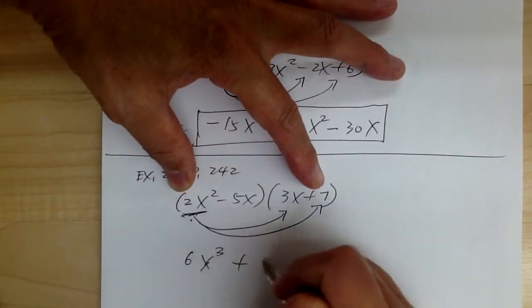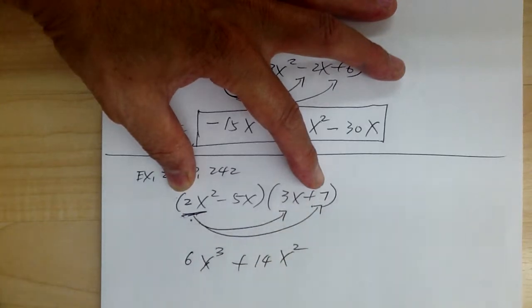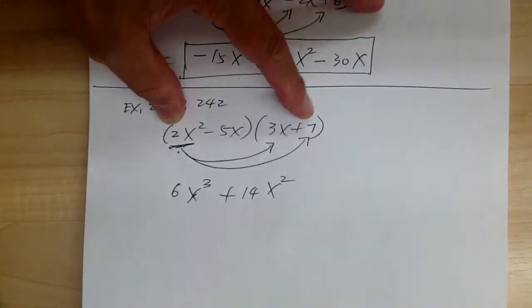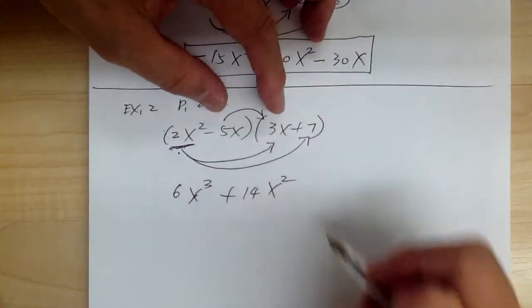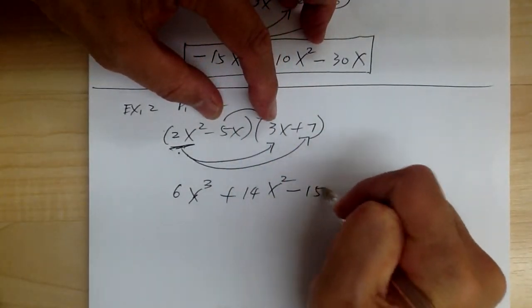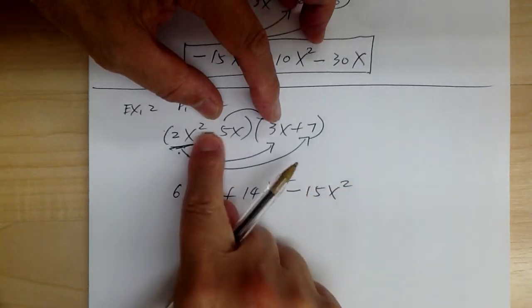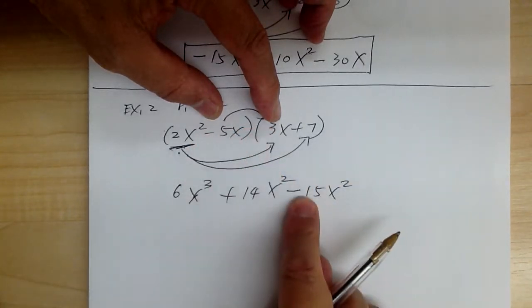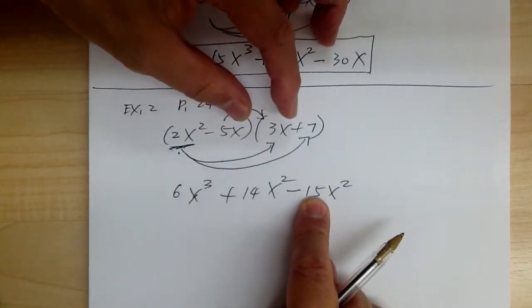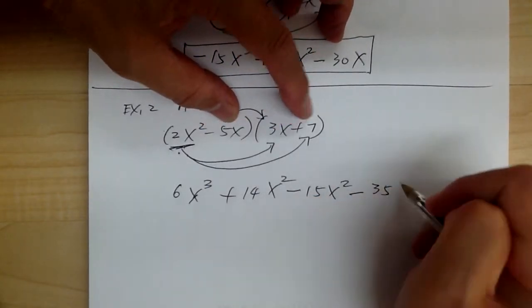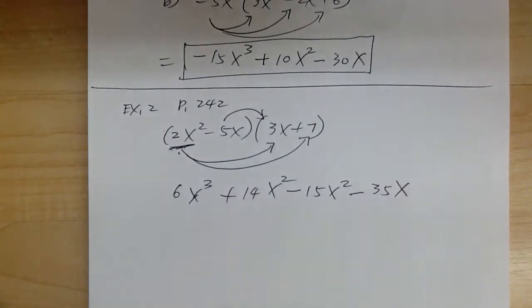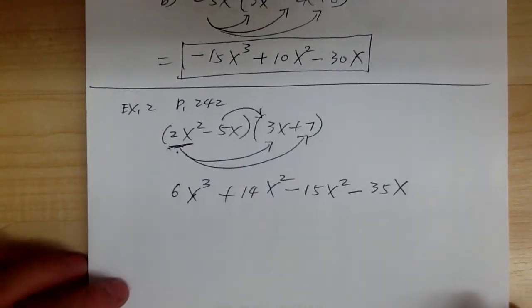So this would be plus 14x squared. Okay? So now you're done with this one. So you go to the next one. Okay, so you multiply. So this will give you minus 15x squared. Right? Negative times positive will give you minus, 5 times 3 gives you 15, alphabet. Right? So again, sign, number, alphabet. So after you multiply everything out, then you have to combine like terms.